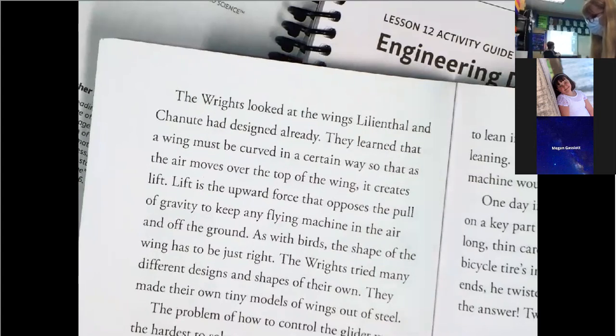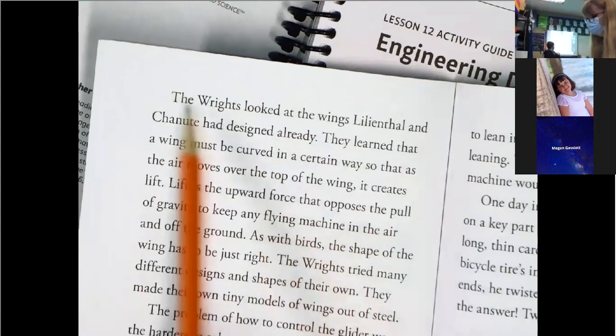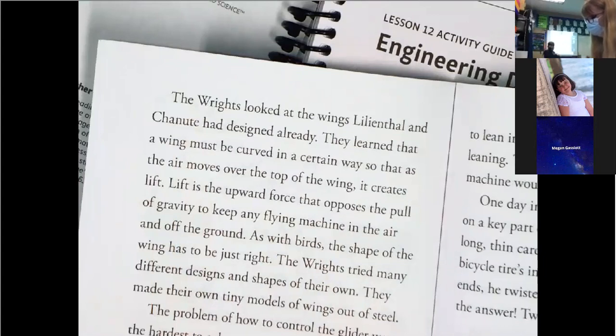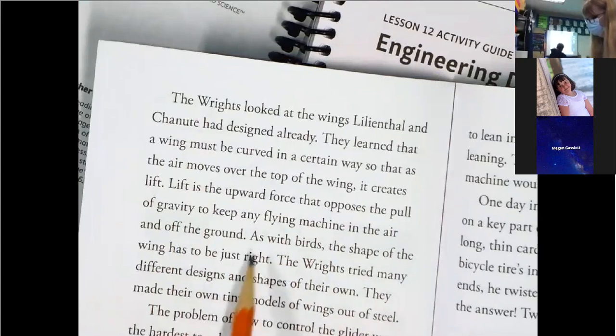Look, part of imagining is researching. Does this paragraph describe them researching? Yes. Okay, so write down how they were researching. Did they also look at birds? Look right here.